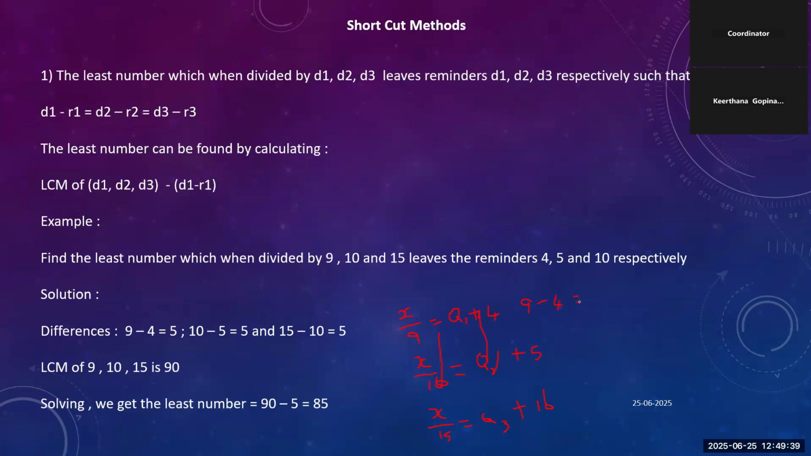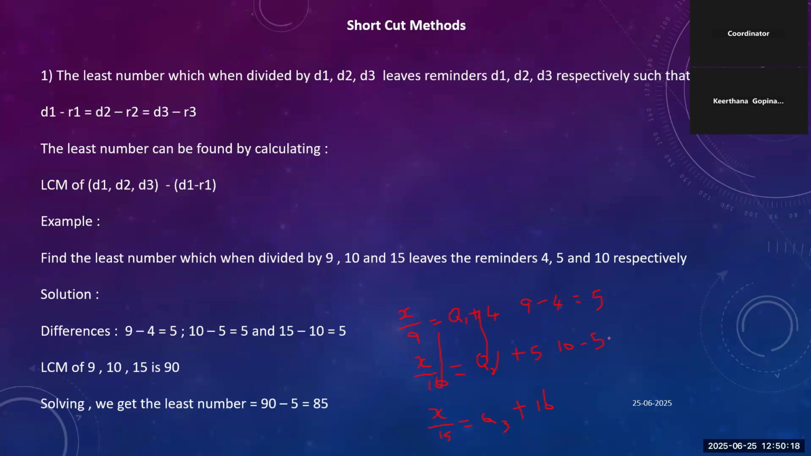In all of these terms, this is equal. Second equation: the divisor is 10 and the remainder is 5. So 10 minus 5 is how much? 5. So are you recognizing a pattern here?